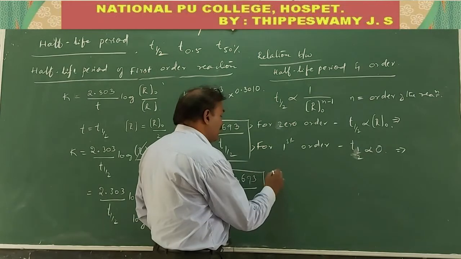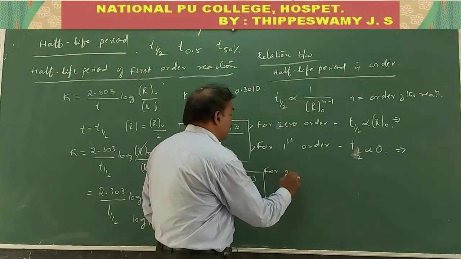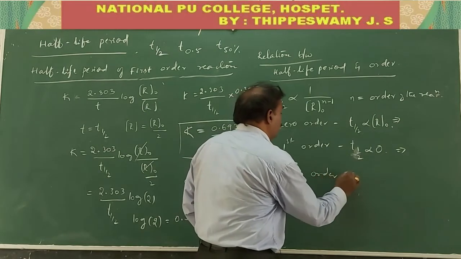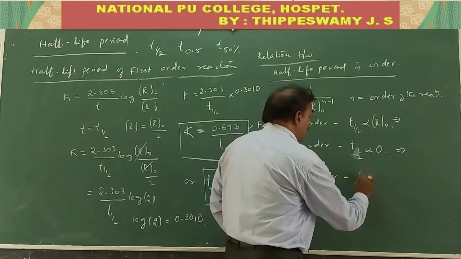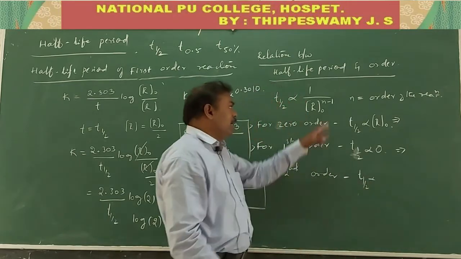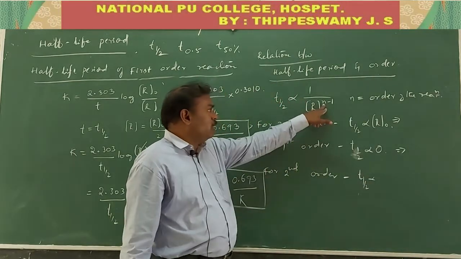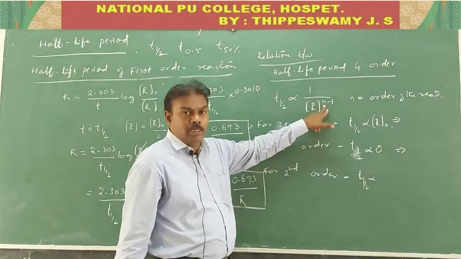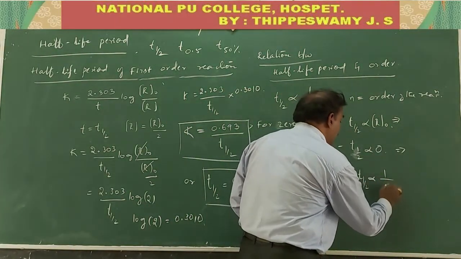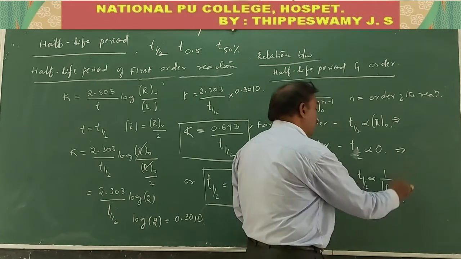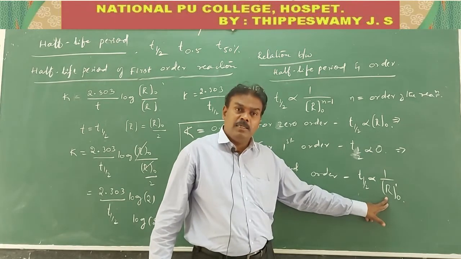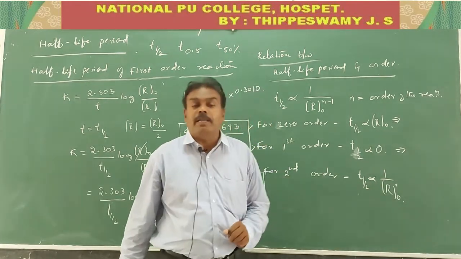Similarly, for the second order reaction, how are these two related? T half is proportional to 1 by R naught to the power n minus 1. What is the value of n? n is equal to 2, and 2 minus 1 is 1. This means the half-life period of a second order reaction is inversely proportional to the initial concentration of the reactant. We should know this relation very well.